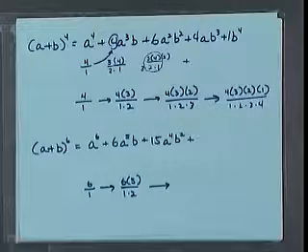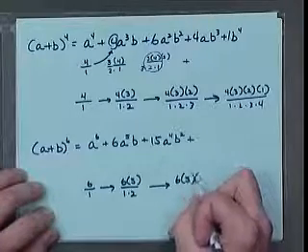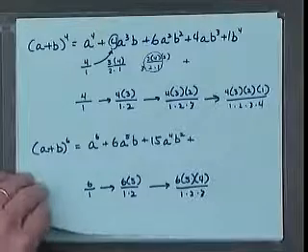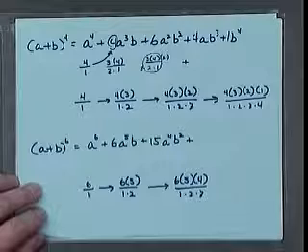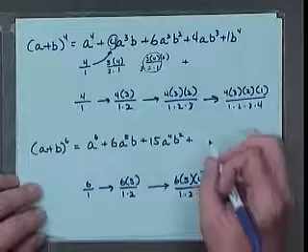So if we use this pattern again, 6, 5, 4 over 3 factorial, what's that one? Well, the 6 and the 3 factorial knock out, so 20.